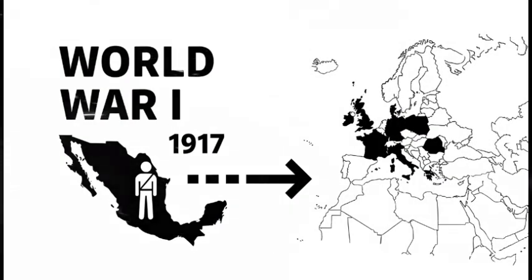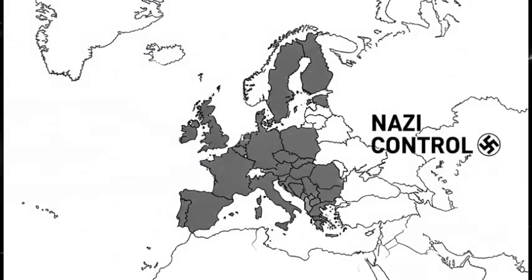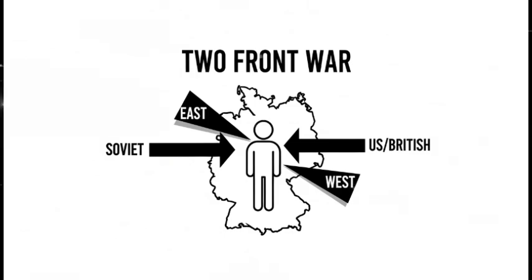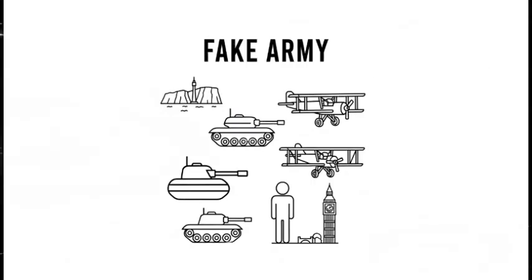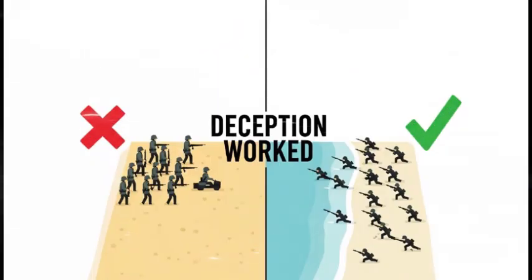The invasion of Europe, World War II, 1944 to 1945. By June 1944, America had been fighting in World War II for 2.5 years, but most of Europe was still under Nazi control. The Soviets had been fighting Germany from the east and losing millions. So they kept pushing the Americans and British to invade from the west and force Germany to fight on two sides. The Allies spent months building a fake army in England out of inflatable tanks, wooden planes, and fake radio signals to make the Germans think the landing would happen at a completely different beach.